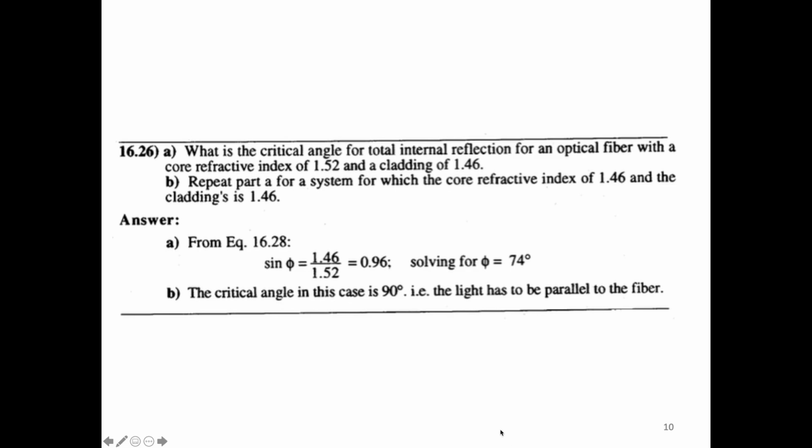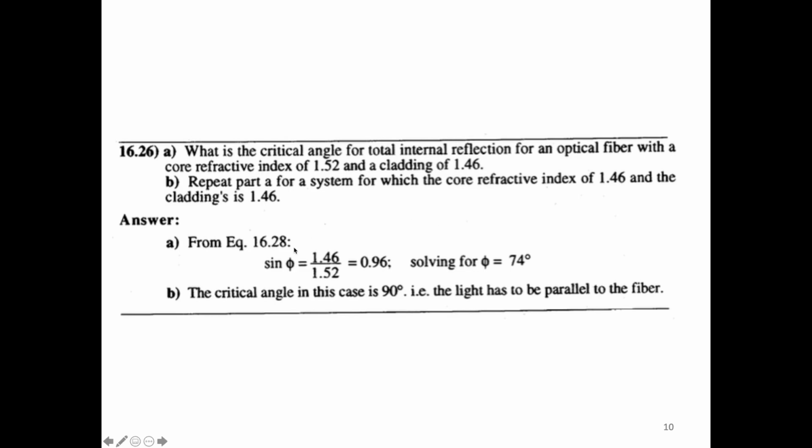We're just looking for the sine of the angle is the ratio of the refractive indexes of the cladding over the core. And so if I put 1.46 over 1.52, I get 0.96. Solving for phi, which is the critical angle, that's 74 degrees. So in this case, my critical angle is 74. So I have to at least aim the waveguide or the light source at an angle of 74 or higher to be able to get total internal reflection.